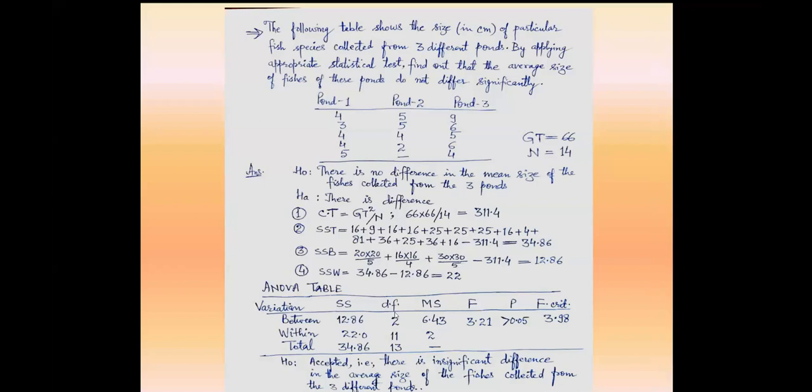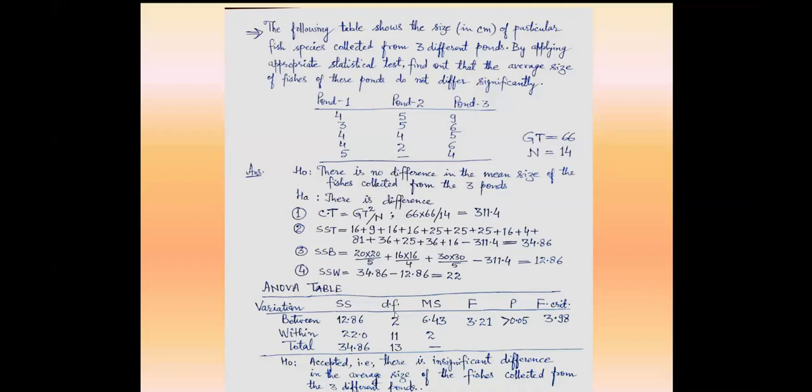The MS value 6.4 we are getting by dividing 12.8 by 2. So we are getting 6.4. Then 22 divided by 11 gives 2. So MS values will be obtained that way. And the F value will be obtained by dividing the MSB, that is 6.4, by the MSW, which is 2. So 6.43 divided by 2 will give 3.21.